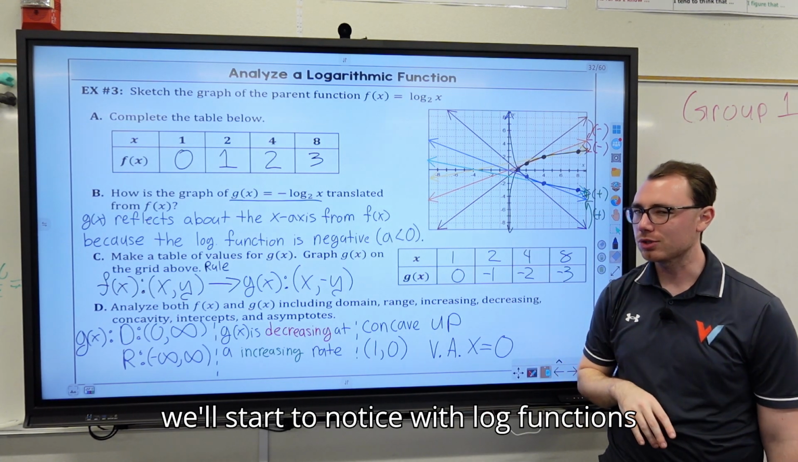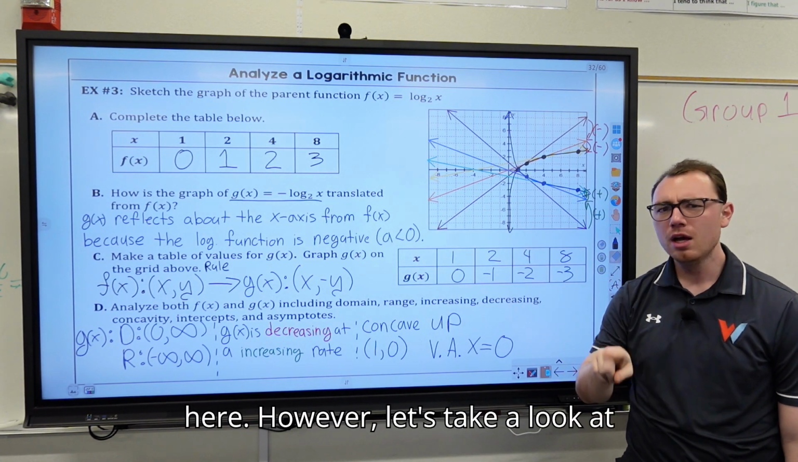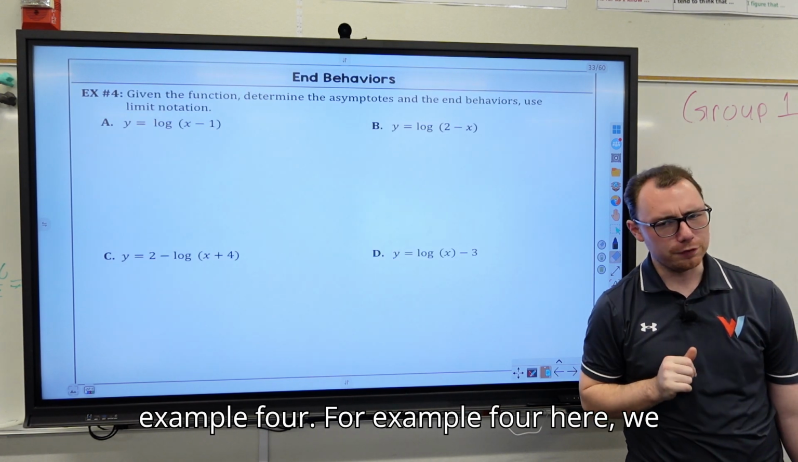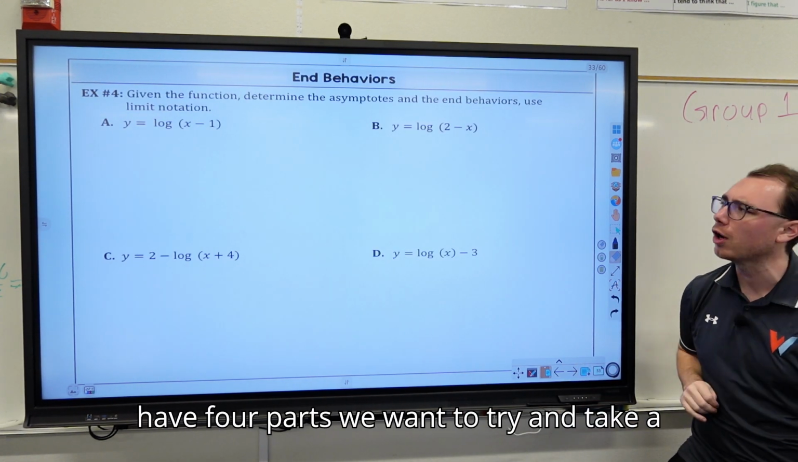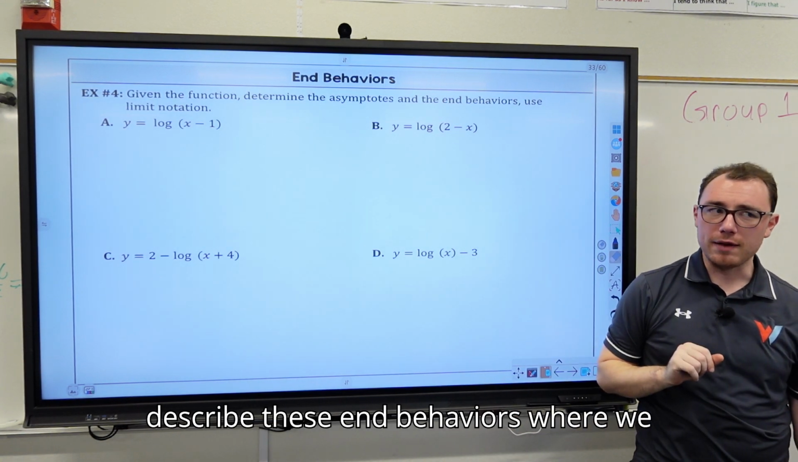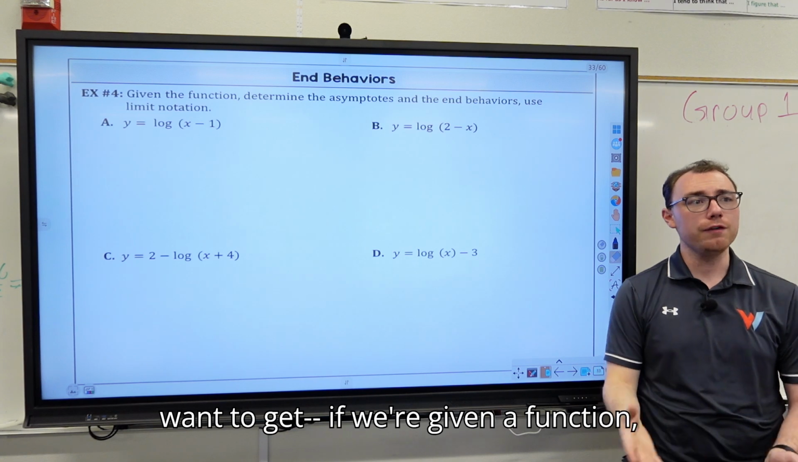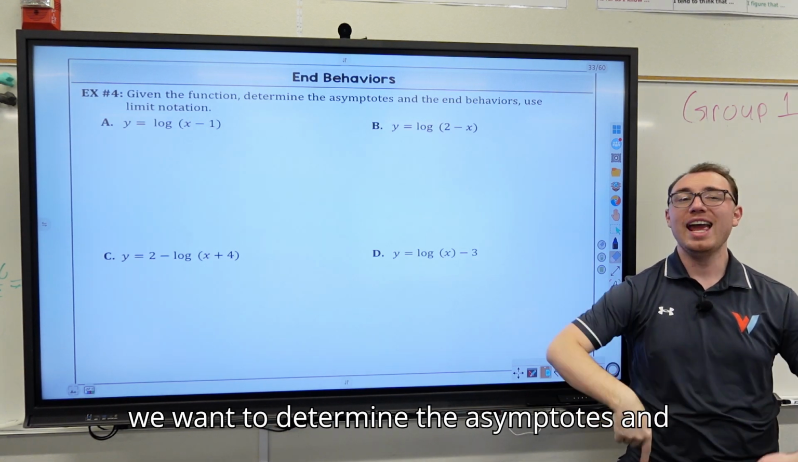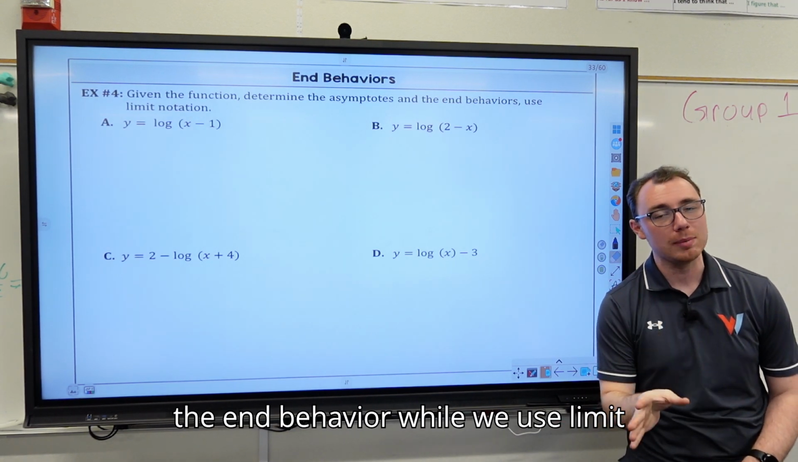It's one of the patterns we'll start to notice with log functions here. However, let's take a look at example 4. For example 4 here, we have 4 parts where we want to describe these end behaviors. If we're given a function, we want to determine the asymptotes and the end behavior using limit notation.